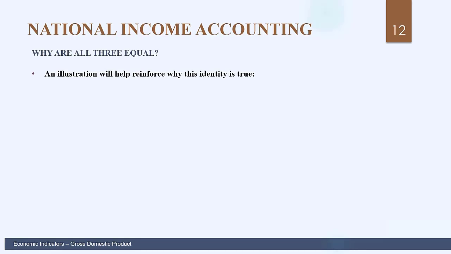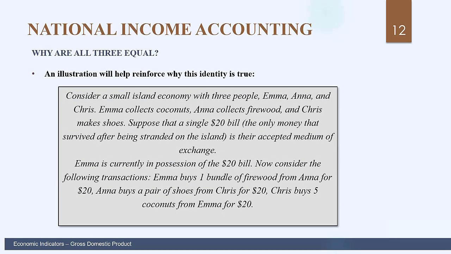So let's consider a small island economy with three people. We have Emma, we have Anna, and Chris. Emma collects coconuts, Anna collects firewood, and Chris makes shoes. Now suppose that a single $20 bill, this is the only money that survived after being stranded on the island, is their accepted medium of exchange. So that's what they have agreed upon to use as money. Now let's suppose Emma currently is in possession of the $20 bill.